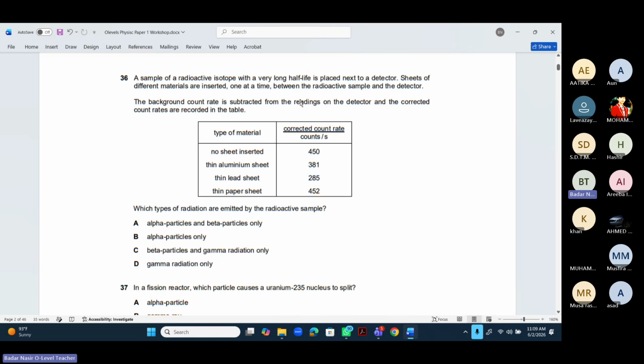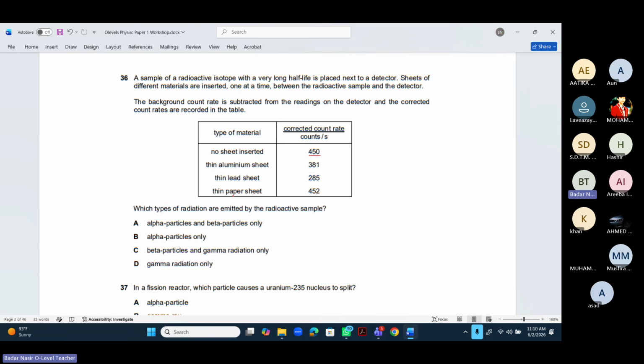A sample of a radioactive isotope with a very long half-life is placed next to a detector. Sheets of different materials are inserted one at a time between the radioactive sample and the detector. The background count rate is subtracted from the readings on the detector, and the corrected count rates are recorded in the table. So, type of material, when there is no sheet, the count rate is 450. When you place an aluminium sheet, the count rate falls to 381. When you place a lead sheet, the count rate falls to 285.